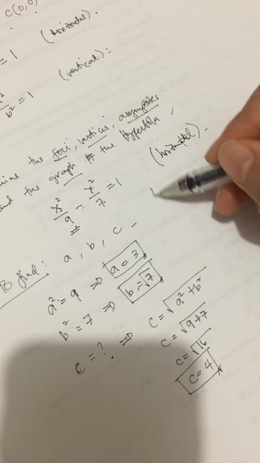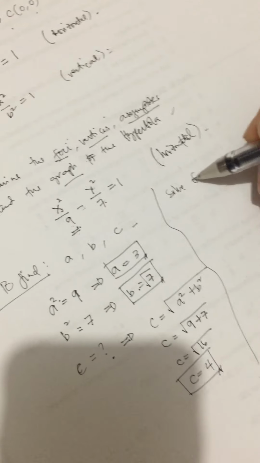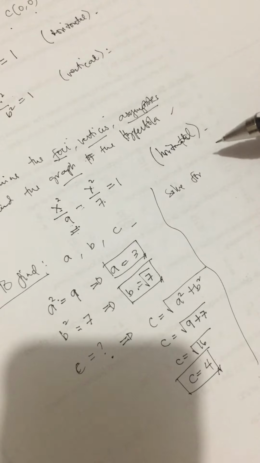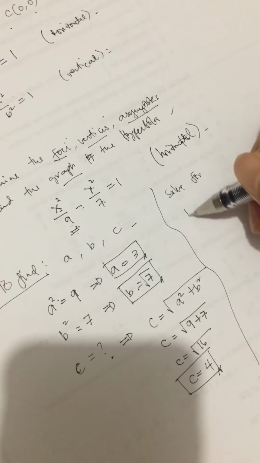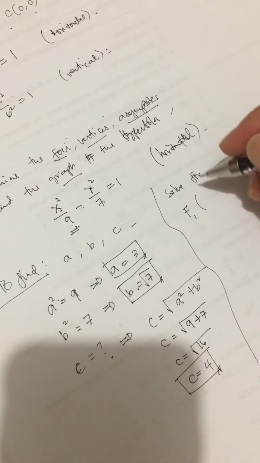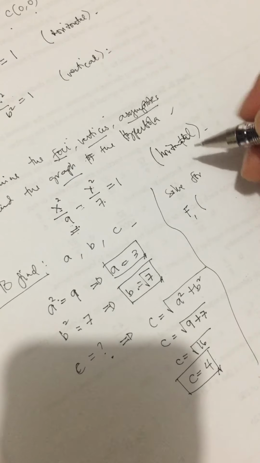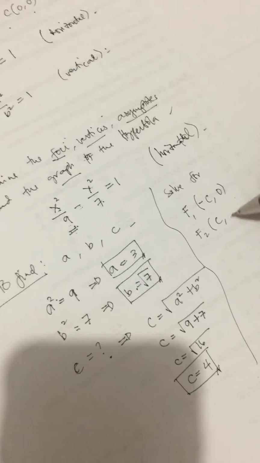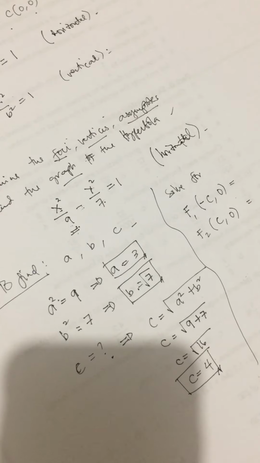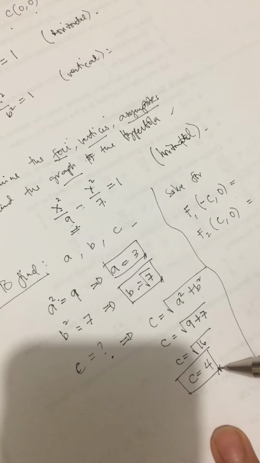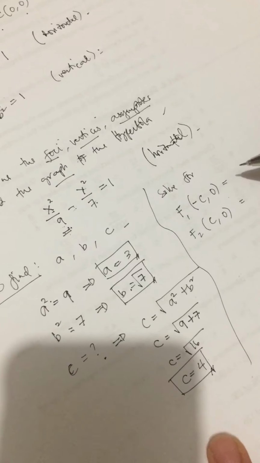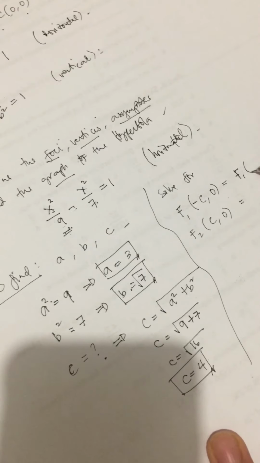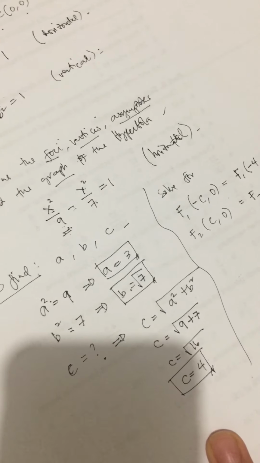Next, we are going to solve for the foci. Let's have here our foci 1. Our foci 1 would be negative c, 0. Our foci 2 would be c and 0. So these are the coordinates of our foci. We are going to make use of the value for our c. The value of our c is 4. So just plug in the value of our c to get our foci 1. This will be negative 4, 0. Foci 2 becomes 4, 0. Okay?